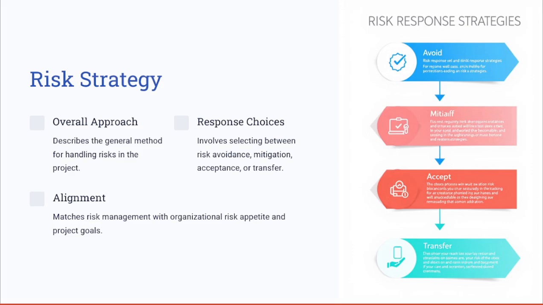And to understand more about the risk strategy, it defines how the risk will be handled throughout the project. This could involve avoiding risks by changing the project plan, or mitigating the risks through preventive actions, and accepting risks when they fall within acceptable thresholds, or maybe transferring risks to other parties like outsourcing or purchasing insurance. And the strategy should align with the project risk appetite and overall objectives, ensuring that risk responses support the project goals.